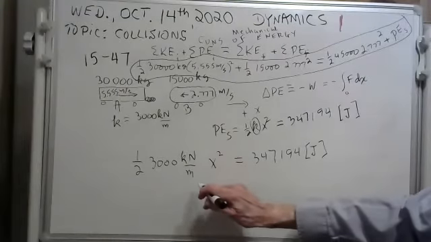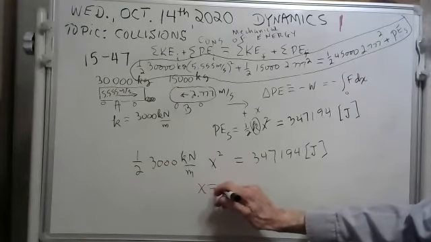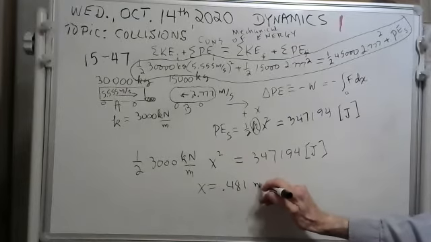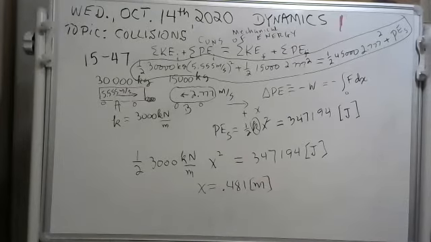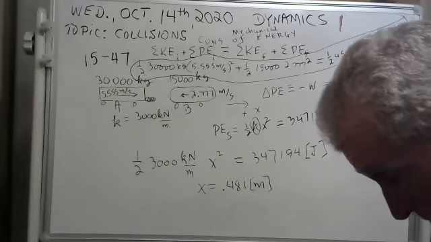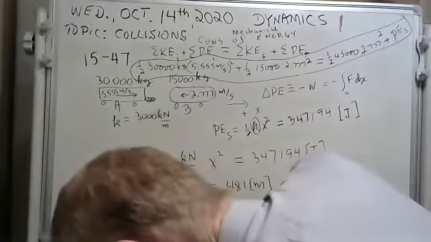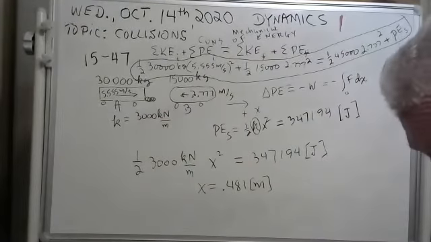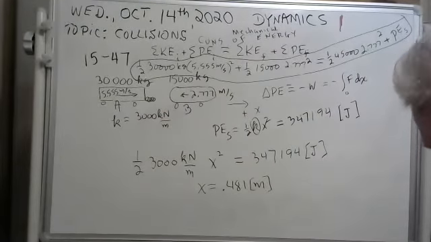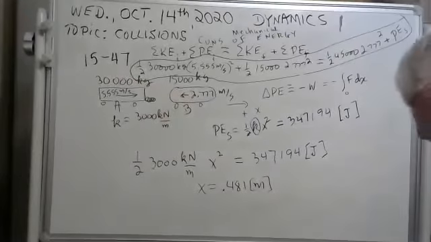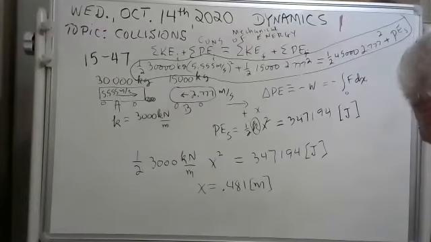Well, I did that, and I got 0.481 meters that the spring is compressed at the height of the collision. Now let's see how we did. Go to the back. This was problem 15.47. And we'll see what the answer book has to say.